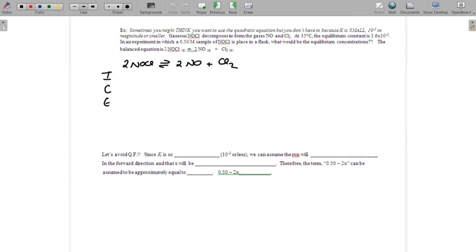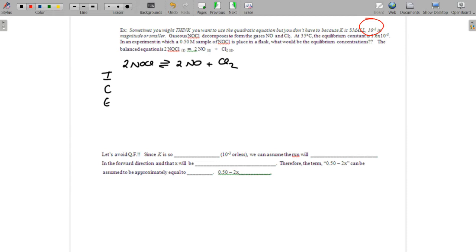But if K is 10 to the negative third or smaller, and a lot of times our K's in this case are 10 to the negative third or smaller, then we can actually assume that the stuff that is reacting is going to be small enough that it will not affect the overall calculation. So I'll show you how that works in a second. First thing I want you to do is write out an ICE table, please.